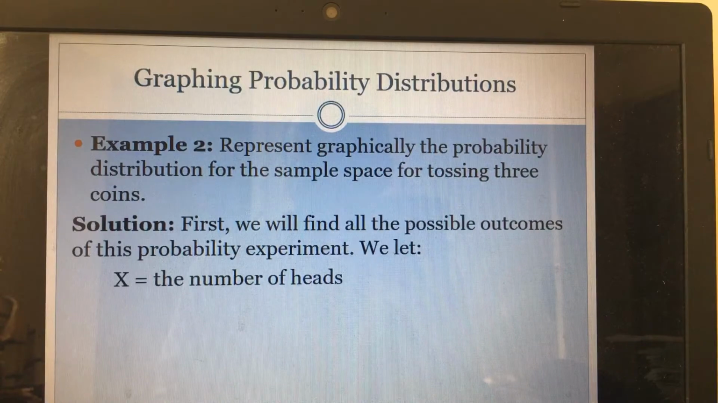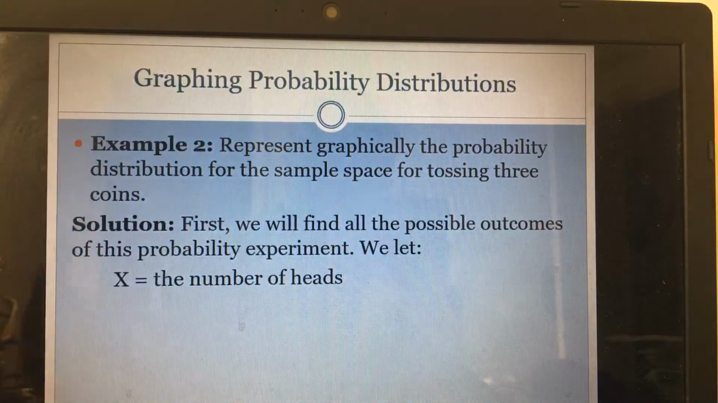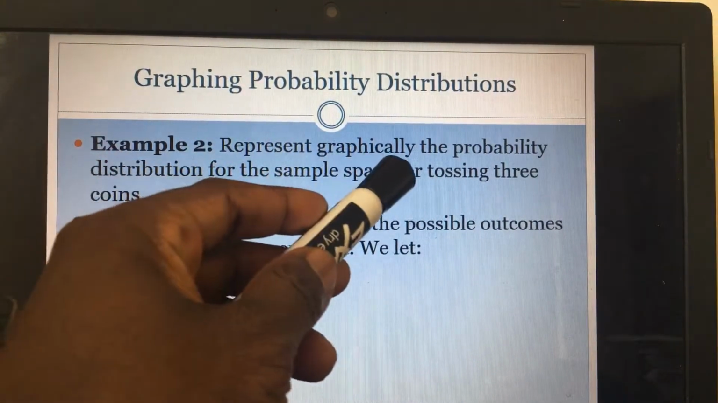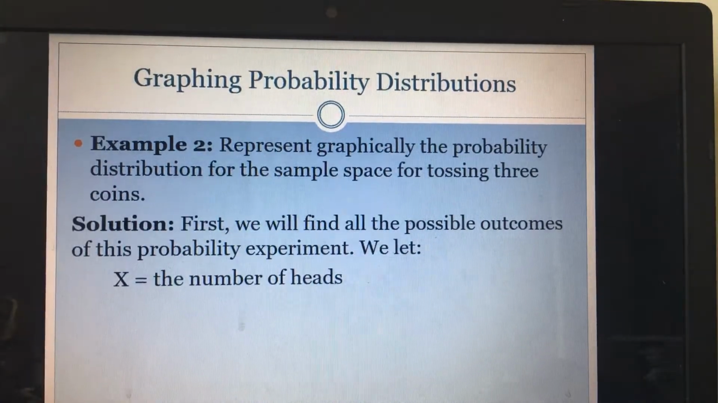Now, let's try another example, a more challenging one. This example is based on how to graph this type of distribution that we call probability distribution. It says here, represent graphically the probability distribution for the sample space for tossing 3 coins. So draw the graph of it. That's what it's saying. So remembering that we use x to represent the number of heads, I'm going to use a tree diagram to show you all the outcomes right here.